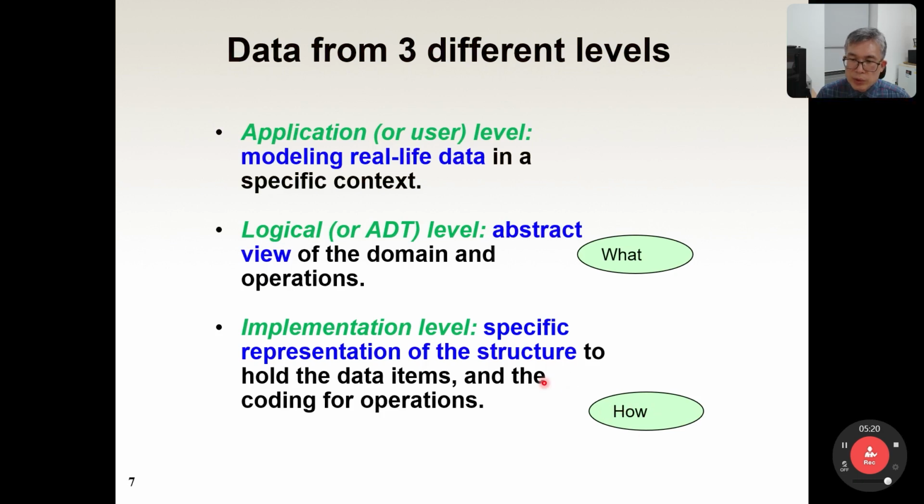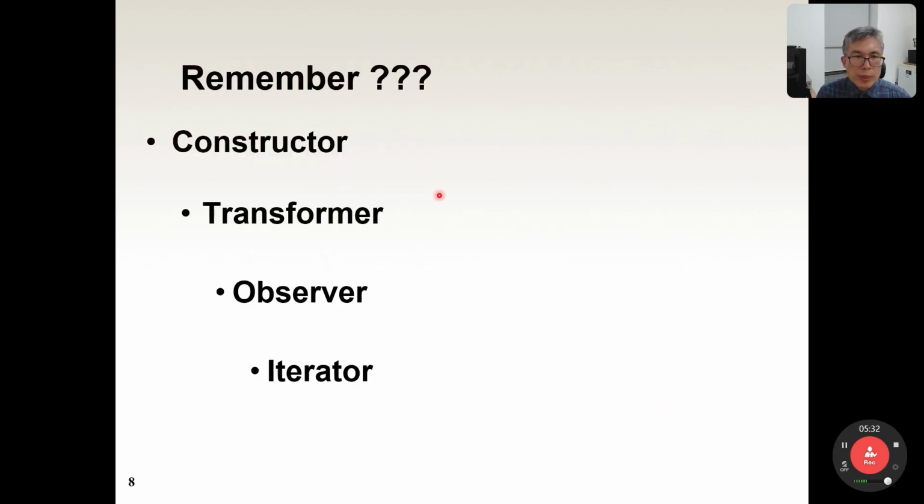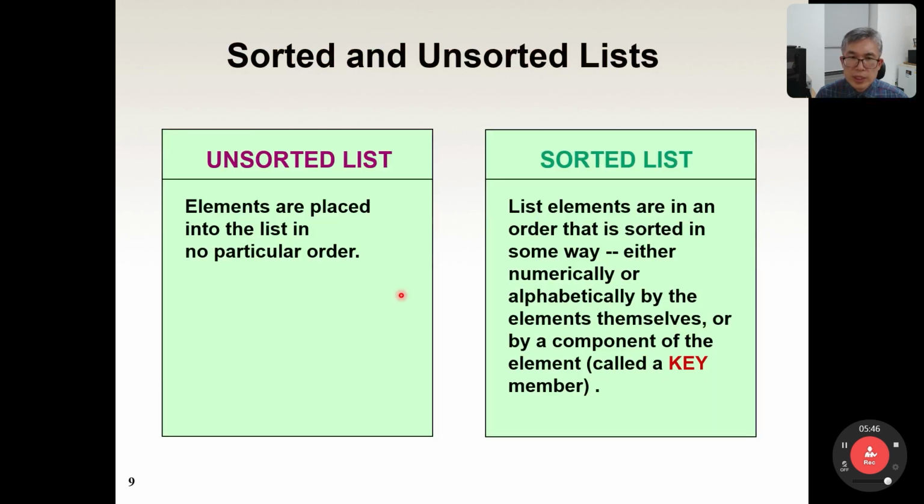How to perform. Like the first one is a declarative way, the second one is an imperative way. Do you remember the important operations such as constructor, transformer, observer, and iterator? We will see this class one by one. So, sorted and unsorted list.